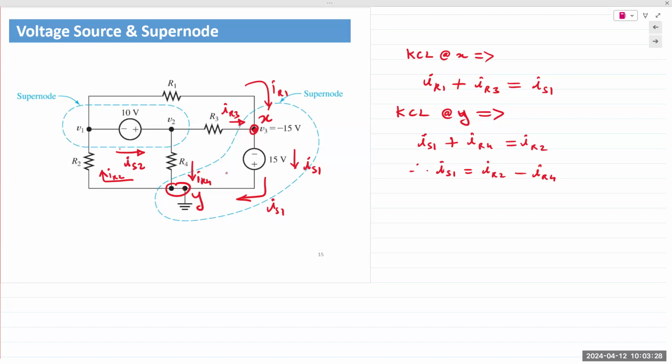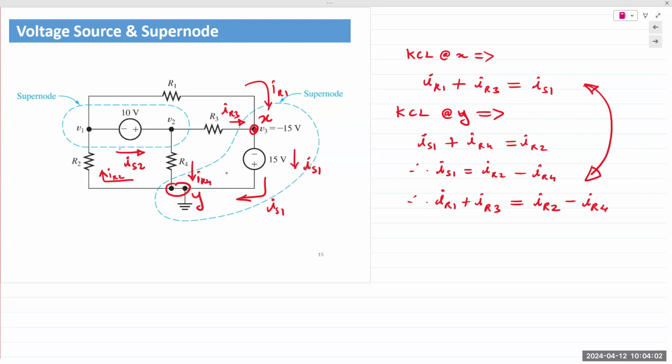So what I'm going to do is this. If A equals X and B equals X, I can conclude A equals B. So you combine both equations together, and I can state IR1 plus IR3 is equal to IR2 minus IR4. And that's it.